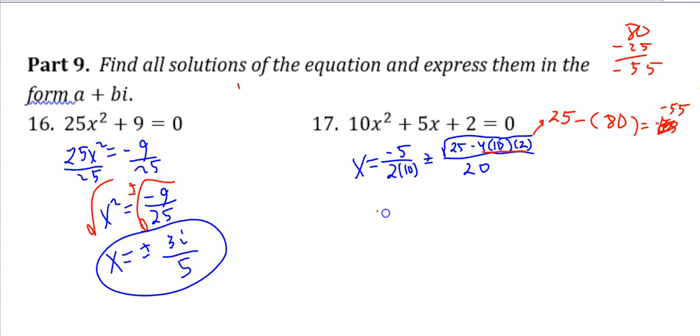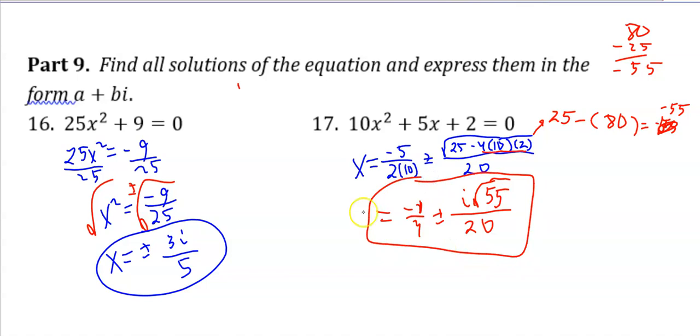Okay, so then we're just going to simplify here. So this would be negative 5 over 20, or negative 1/4, plus or minus square root of negative 55, which is i root 55. And I don't think 11 times 5 simplifies any, so that's a 1, by the way. I think you're done simplifying. x is that.